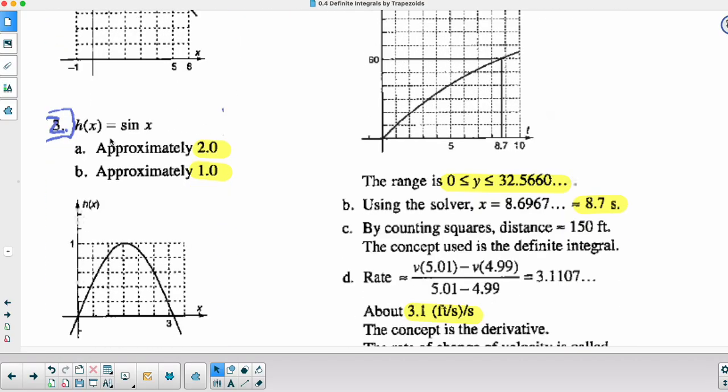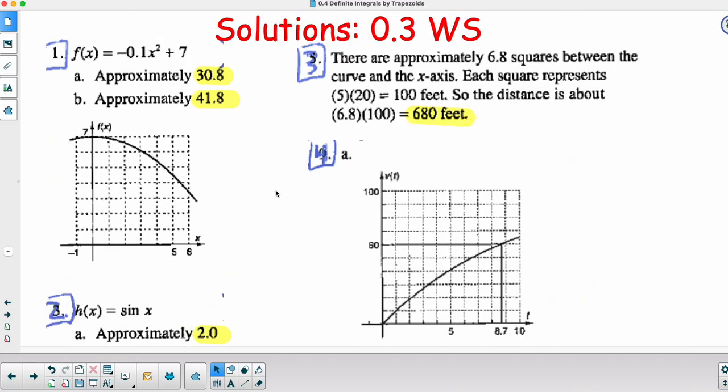For number 2, part A I should get roughly 2. And then B, it ends up being exactly half as much, so that's why it's 1. So again, are you close to 2, close to 1? Kind of within the ballpark there.